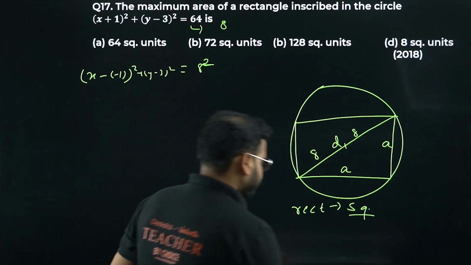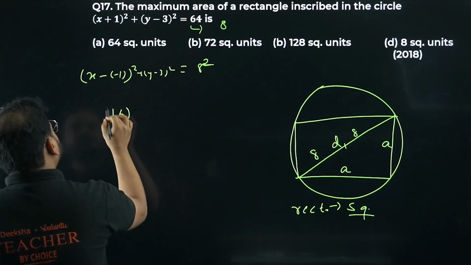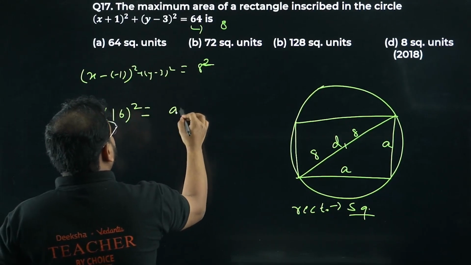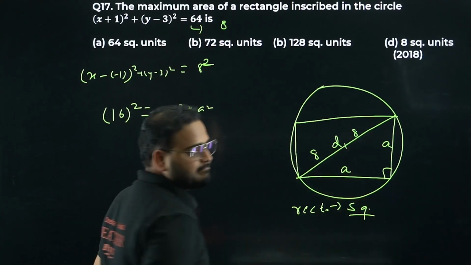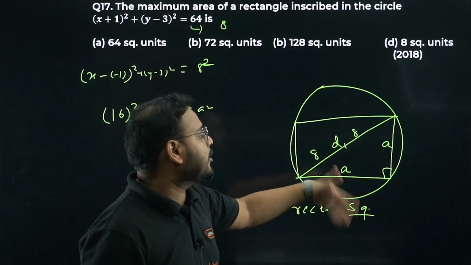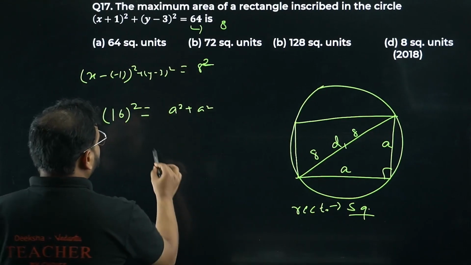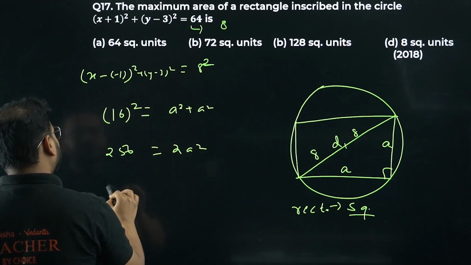In that case, what I'm getting, please check, I'll have 16 squared equals a squared plus a squared. How come? The diameter, this will be 90 degrees. Only then can we say this is a rectangle or a square. So we have this condition as 2a squared equals 256. So divide this.